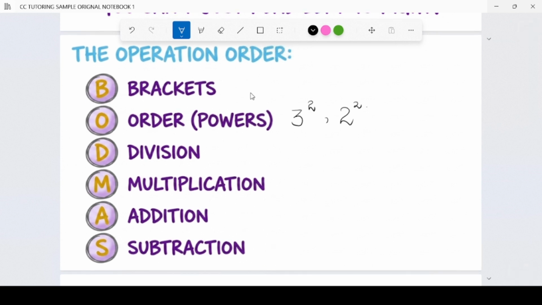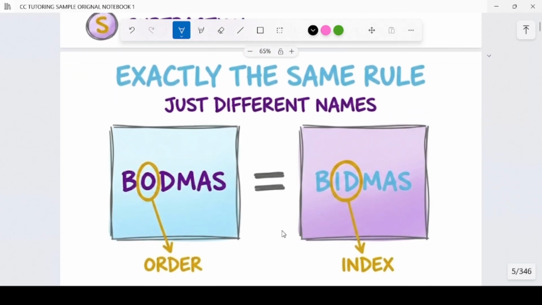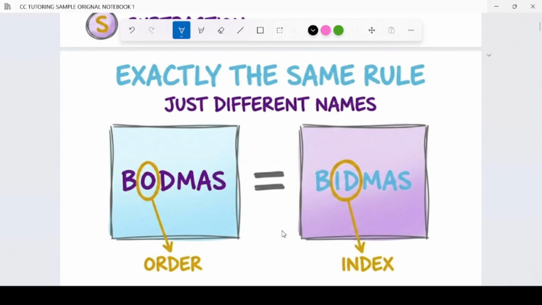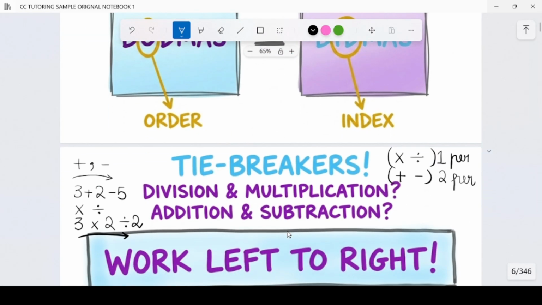So like order, as you can see, 3 to the power of 2, this is the order, and 2 to the power of 2. After that, board mass and bid mass are exactly the same rule, only a slight naming difference. Some people call it board mass, some people call it bid mass. Anyways, you can call it anything you like.